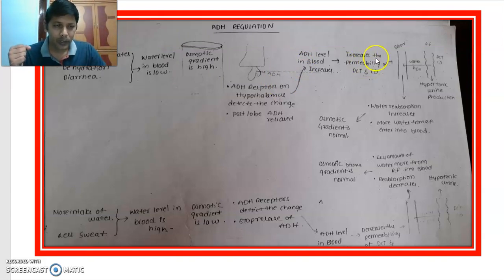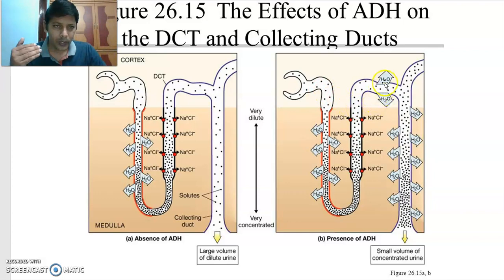Then what happens? It increases the permeability of the DCT and the permeability to water, in the DCT and collecting duct. I showed you in the previous parts. Because of the presence of ADH hormone, more water is reabsorbed from the DCT, and the permeability has increased. Here there is absence of ADH, so lesser permeability to water in the DCT as well as in the CD. Why did it happen? Because of the presence of ADH.